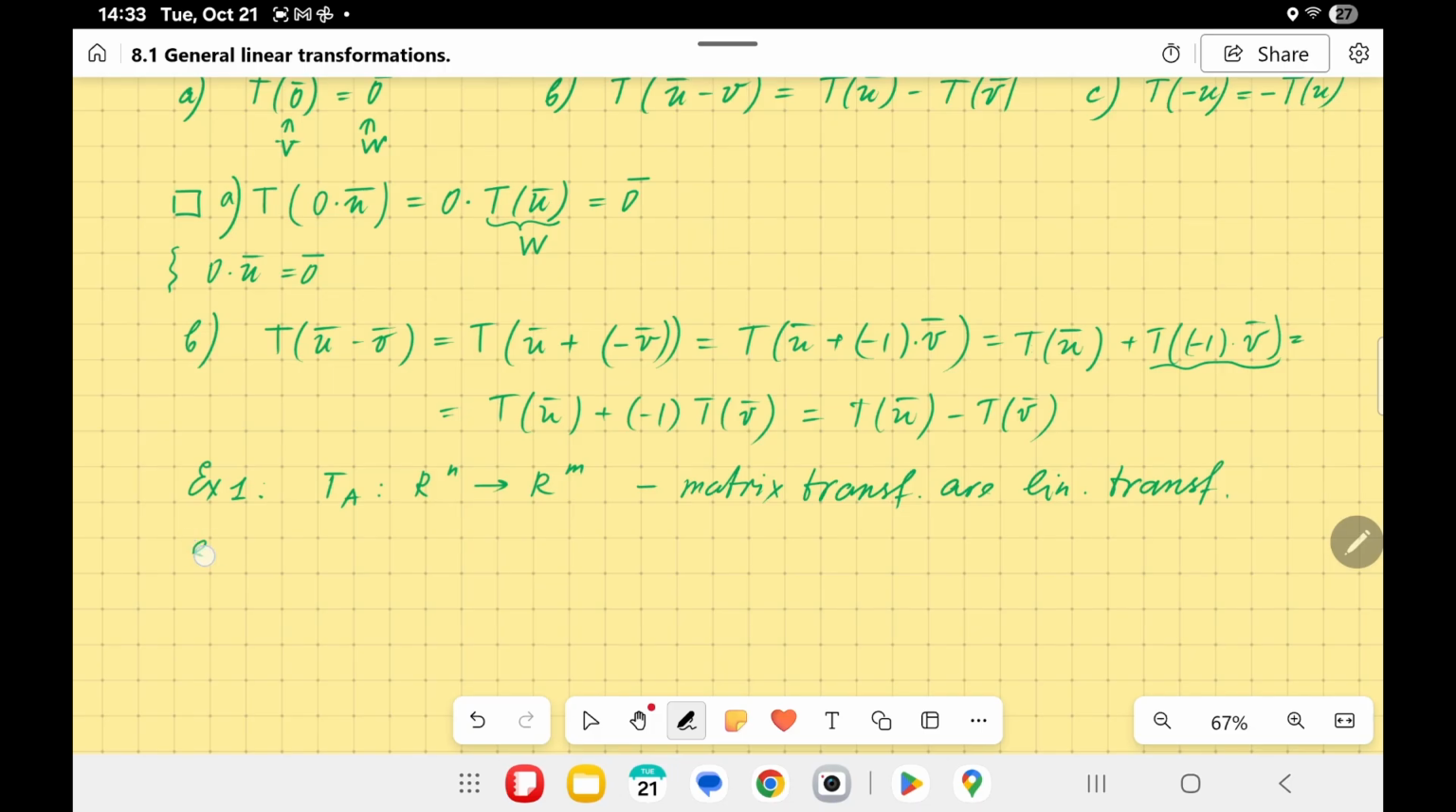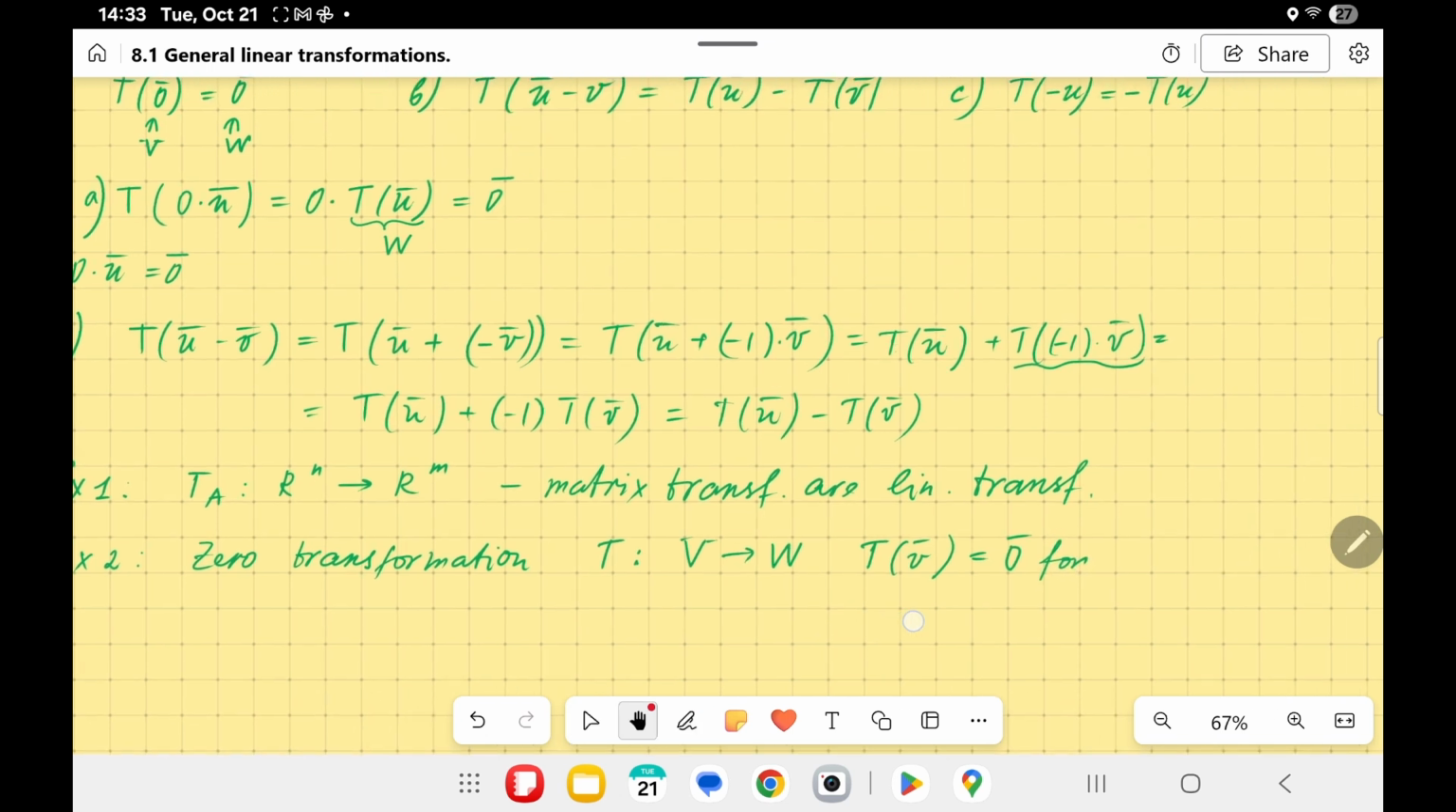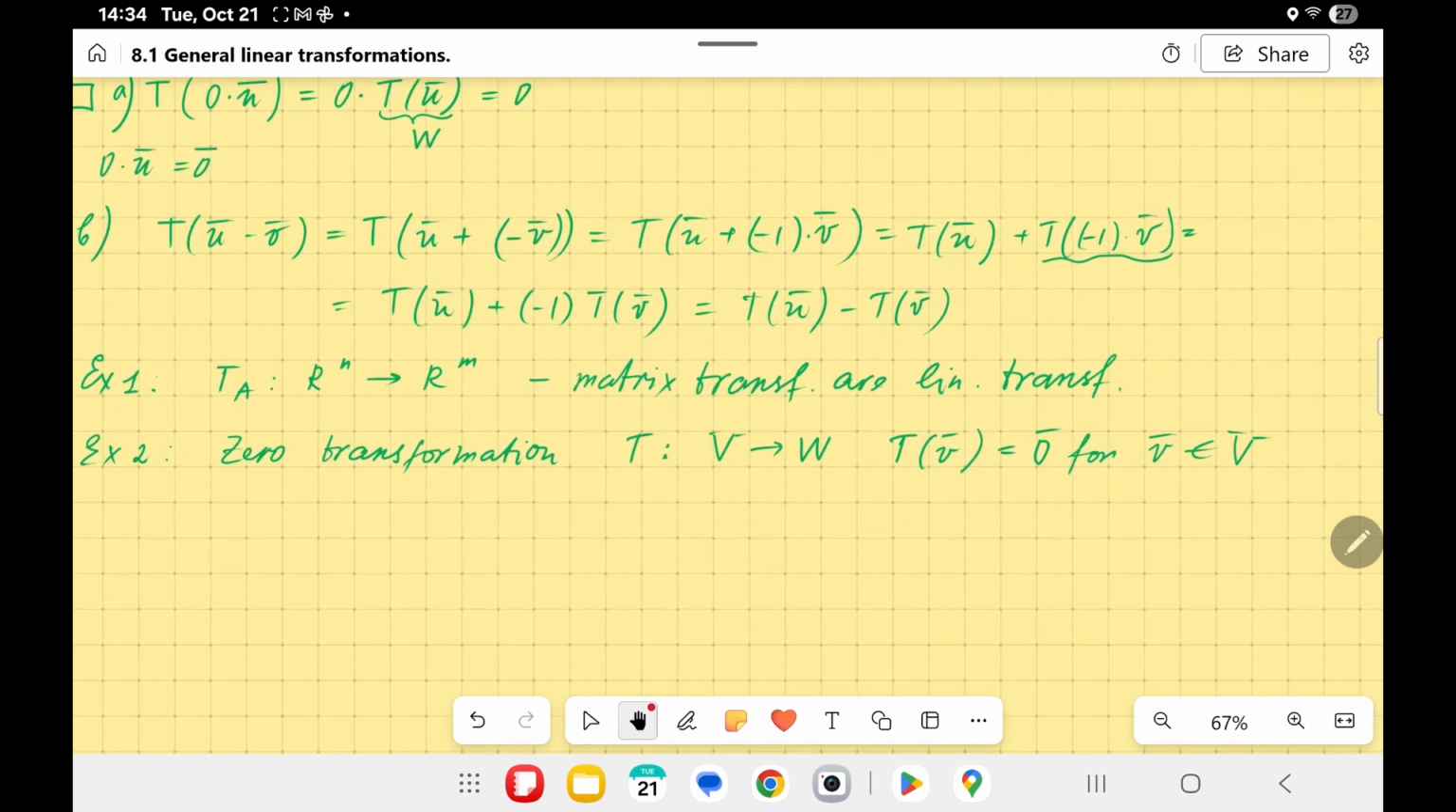Example number 2. Zero transformation. The zero transformation looks like this: a transformation from V to W which takes all vectors from V and transforms them into a zero vector, for vectors v belonging to vector space V. Is it a linear transformation? Let's check. Let's check A and B, homogeneity and additivity. So A.